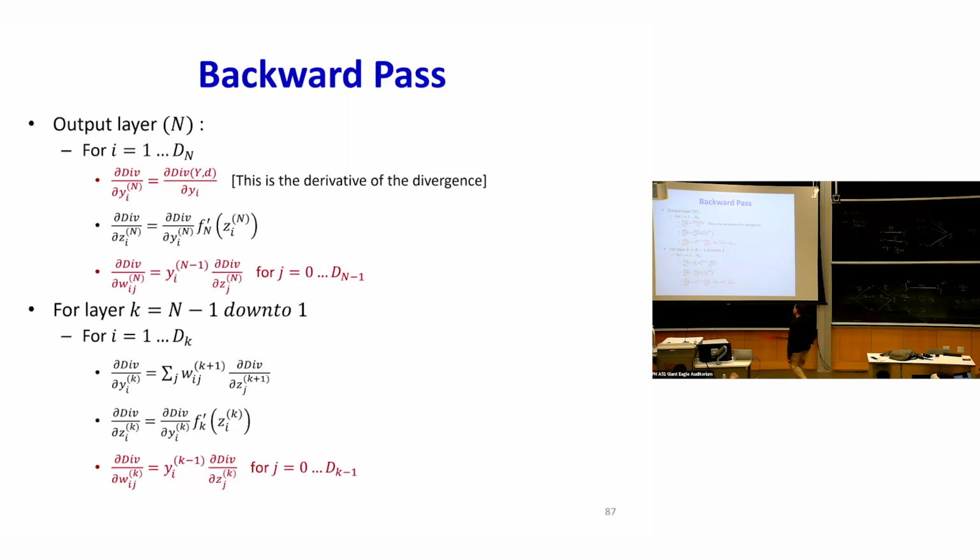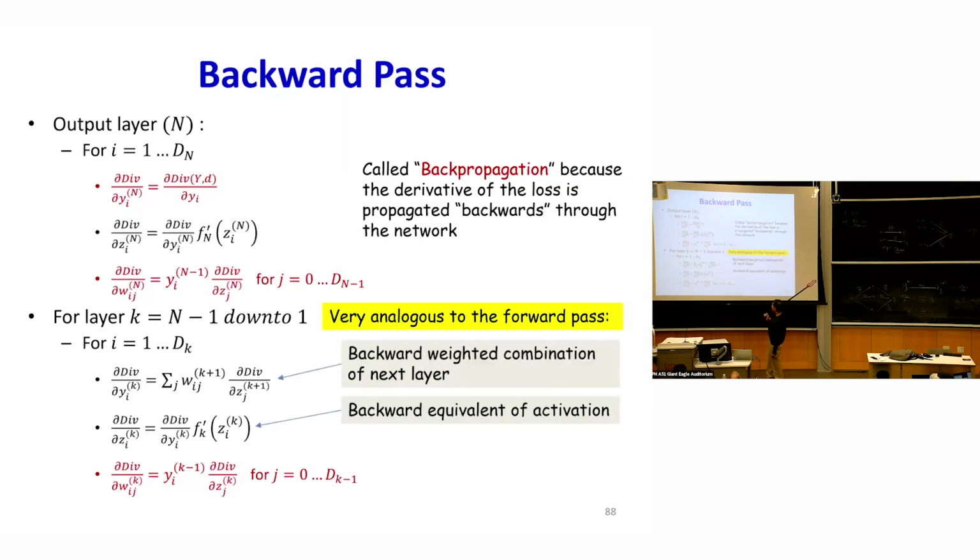For the output layer, I can compute the derivative of the divergence with respect to the y's, and then finally with the affine terms. And the terms in red are where we are computing derivatives for the parameters. We just saw how to do this. But the rest of it looks a whole lot like what you would do in the forward pass. In the forward pass, what did we do? We computed affine terms as the weighted sums of the outputs of the previous layer. And then we applied an activation function to it.